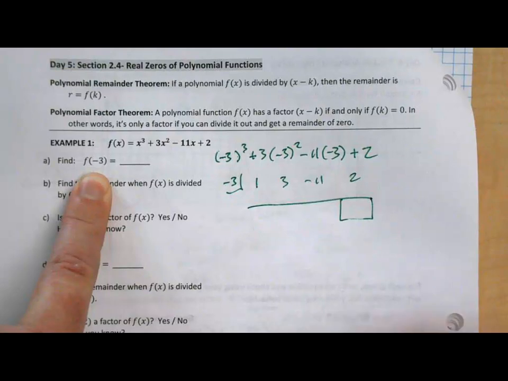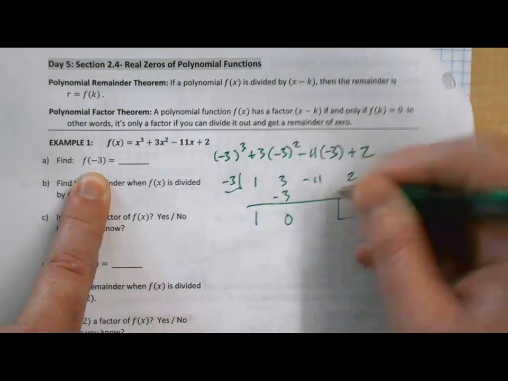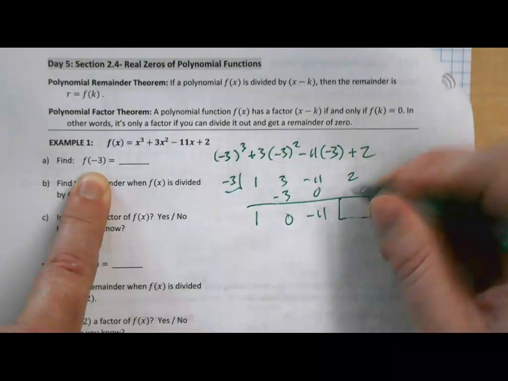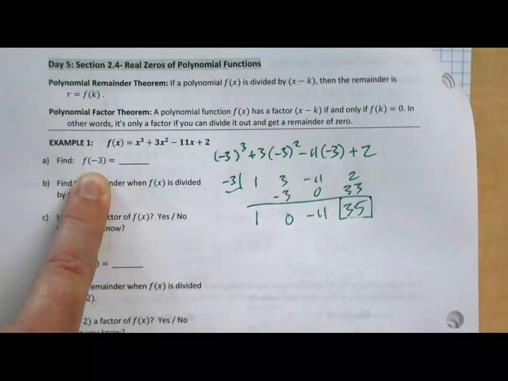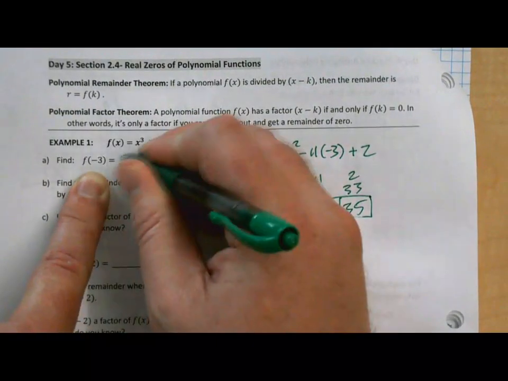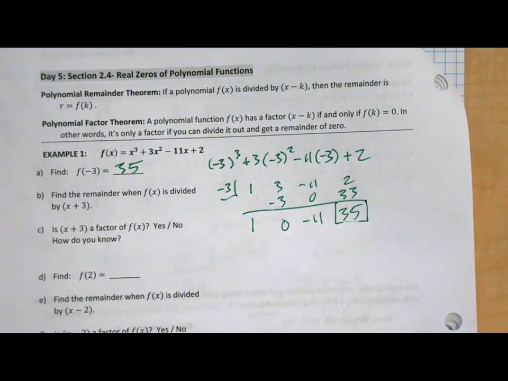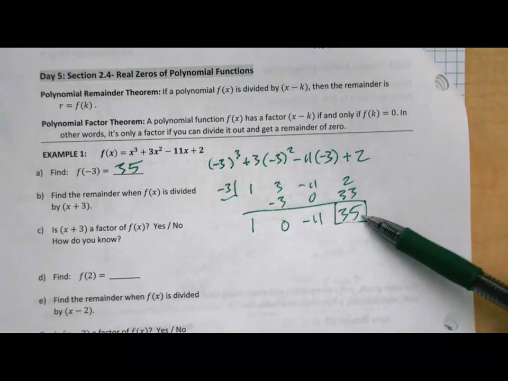Does this look familiar to you? Yes? What am I doing? Synthetic division. F of negative 3 is 35. Is that right? Is that what you guys got? Nice. Where did I get that from? It's the remainder. Did you guys know this?